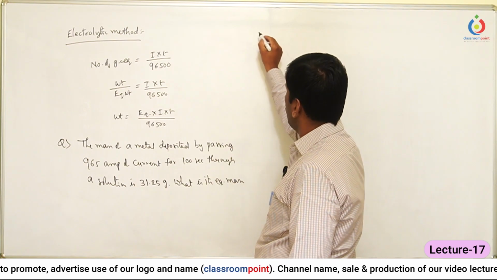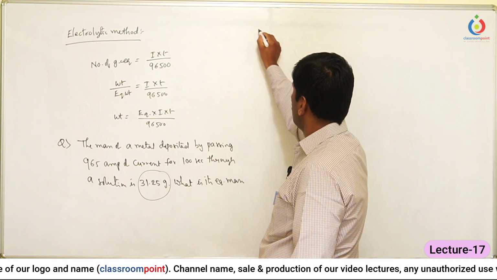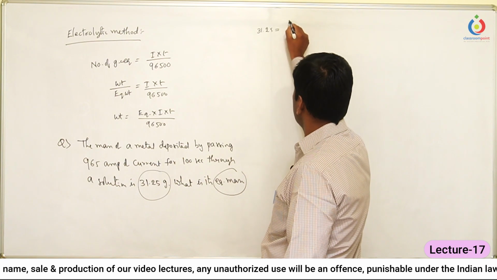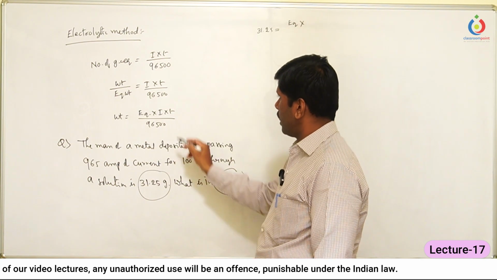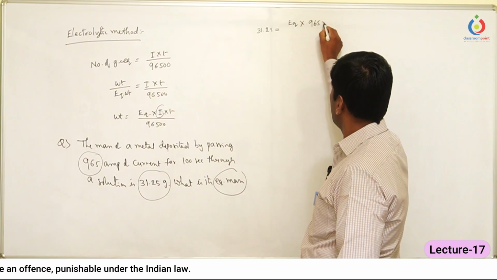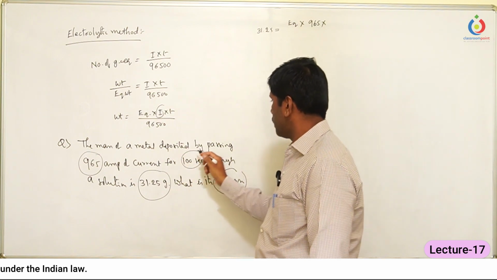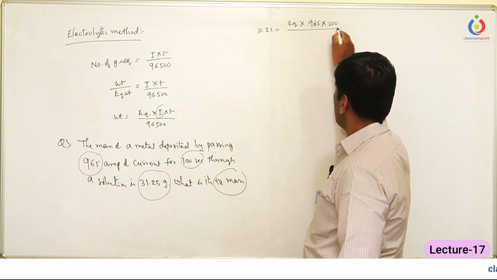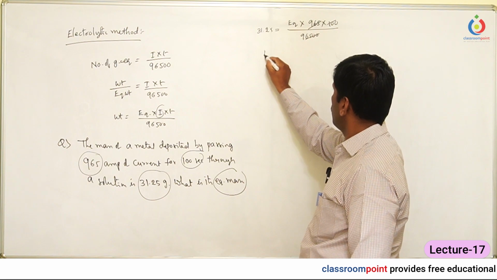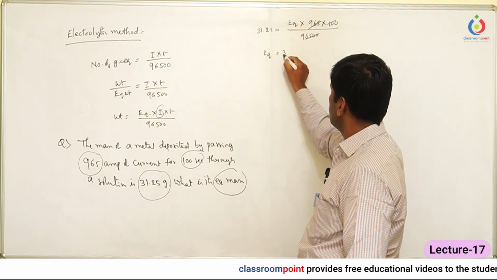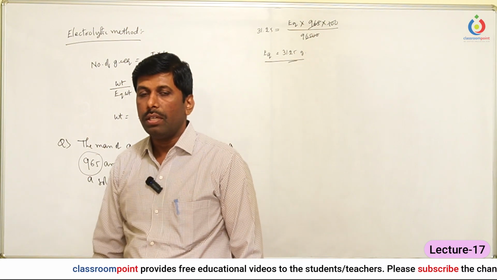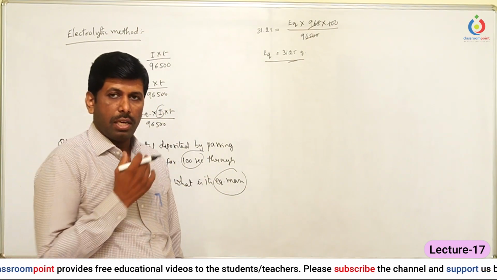Then we have to substitute this information in the question. So here the weight is given. How much is given? 31.25 grams of metal. We have to calculate the equivalent mass, into current in amperes, which is given as 965 amperes, into time in seconds, also mentioned, that is 100 seconds, divided by 96,500, so that it completely cancels out. So the equivalent mass of the metal is equal to 31.25 grams. So like this we can use the electrolytic method.